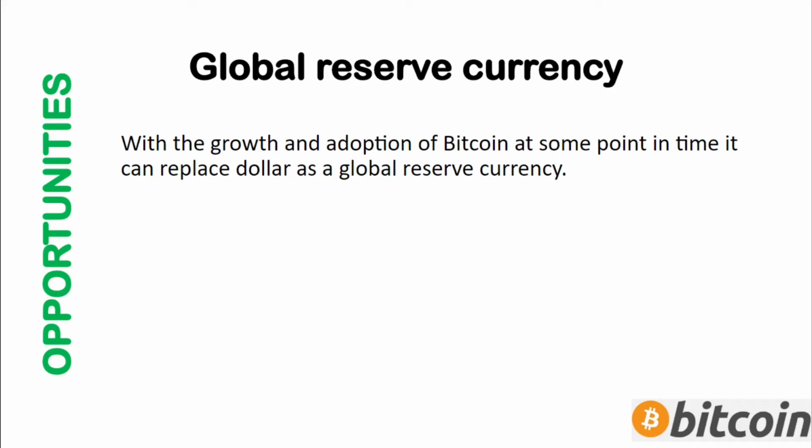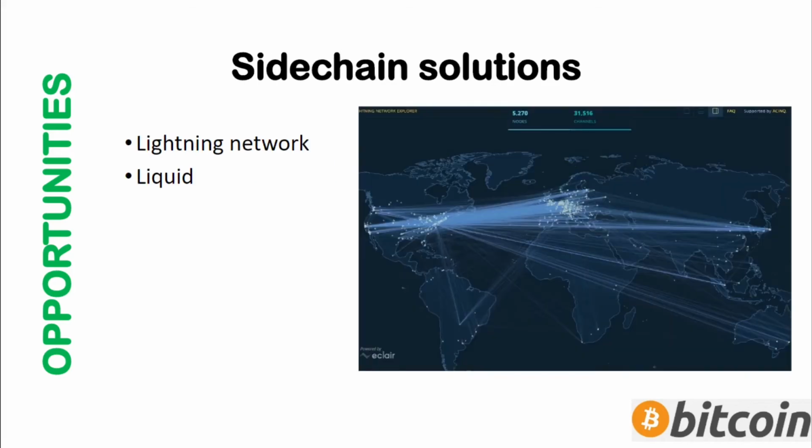So now opportunities. I strongly believe that Bitcoin will become the global reserve currency. We have sidechain solutions that are allowing us to scale, which means we can pay for our juice in a store in a second using Lightning or Liquid networks.